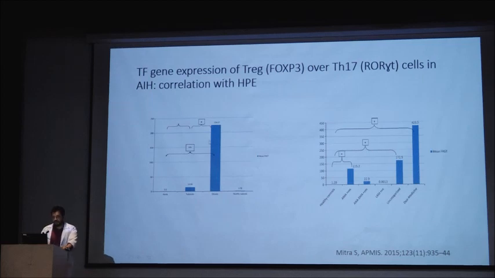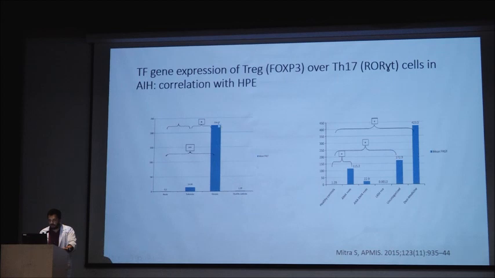The first marker is the ratio between FOXP3 cells over ROR gamma T cells, which correlates with the histopathology. The ratio is less than 1 in severe disease. There is a proliferation of Th17 cells over FOXP3 cells, and this ratio less than 1 is usually correlated with the increase in interface activity or the increase in the histological activity index.